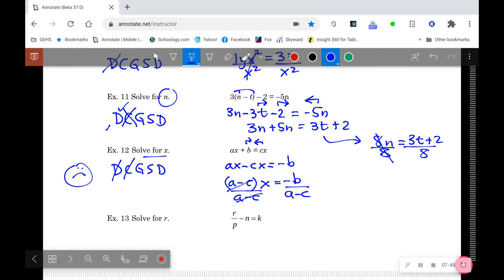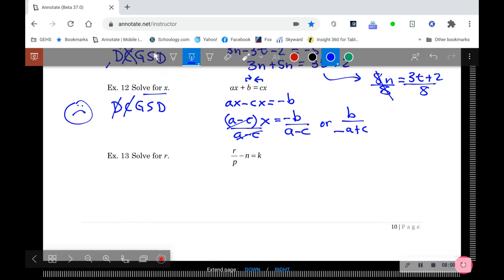So we've got the answer here. The answer is the opposite of b over a minus c. And if you multiply top and bottom by negative 1, you get the alternate version of it, which simply changes all the signs in the problem. That's a tough one. It's the step from here to there that is hard.